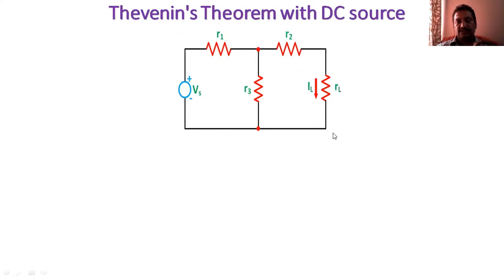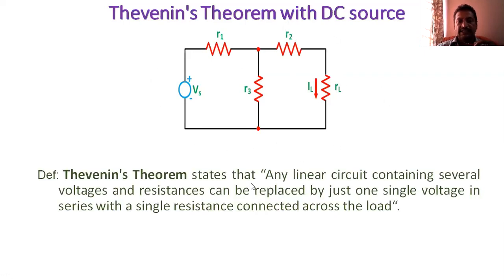How to calculate? We summarize this total circuit into an equivalent circuit, and that equivalent circuit will contain only 2 parameters. One is a voltage source, another is a resistance. Both are in series and connected to the load. This is called Thevenin's theorem. Thevenin's theorem states that any linear circuit containing several voltages and resistances can be replaced by just one single voltage in series with a single resistance connected across the load.